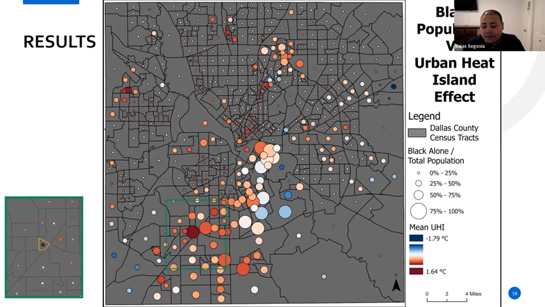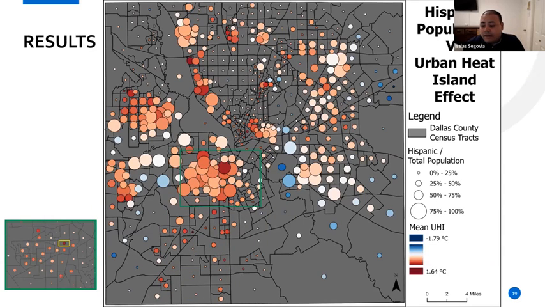The image on the bottom left shows a census tract in yellow that's seeing the highest UHI temperature in the whole county. This census tract is seeing a UHI temperature of 1.64 degrees Celsius and has a Black population of 86%. And the extent of this image is shown on the map in the green rectangle.